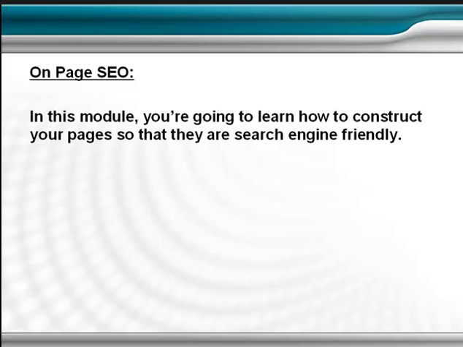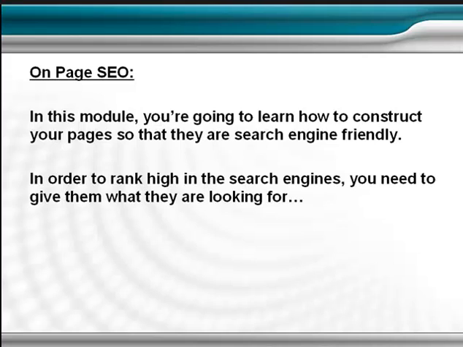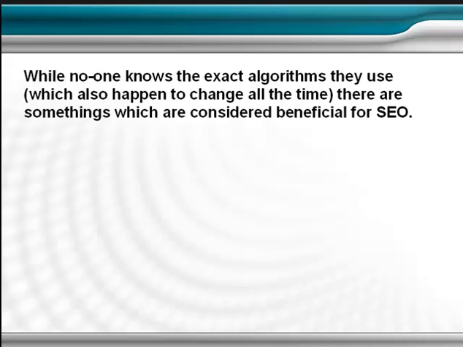So we're going to learn how to construct your pages so that they're search engine friendly. In order to rank high in search engines, you essentially need to give them what they're looking for. And what that is, is relevant, unique, natural content. So while no one knows the exact algorithms that they use, and these algorithms also change all the time, there are some things which are considered beneficial for search engine optimization purposes.